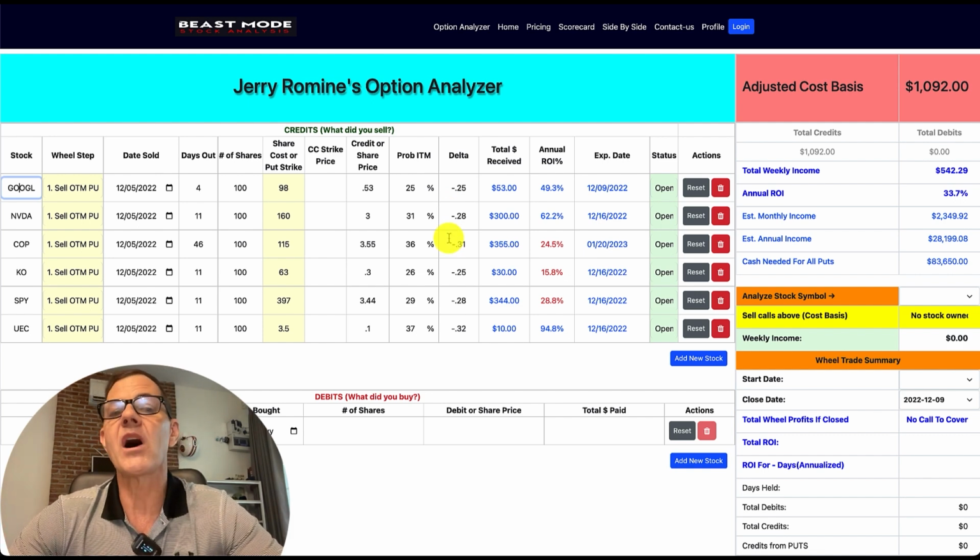Now, most of the time, I'm at around a 0.3 delta if I'm using the wheel strategy, or if it's a stock that I'm really bullish on. Now, sometimes I might be more conservative and drop all the way down to a 0.12 or a 0.15. It just depends on the stock and what my goals are.